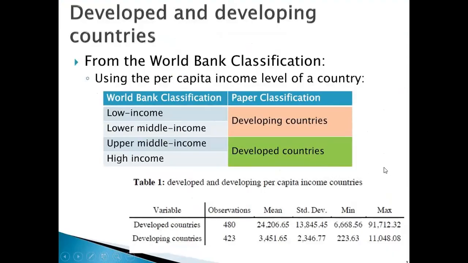And then the World Bank also comes up with its own classification to classify countries into developed and developing countries, using the per capita income, as mentioned just now. Okay, so low income and lower middle income are classified under developing countries, while the upper middle income and high income are classified as the developed countries.